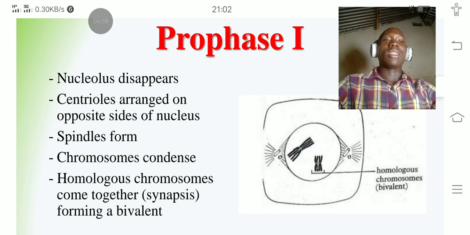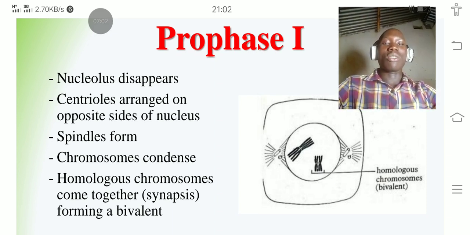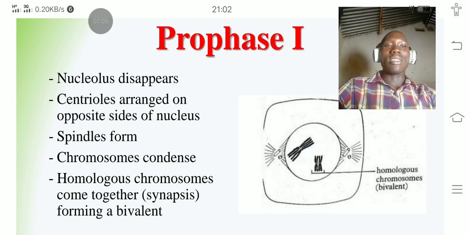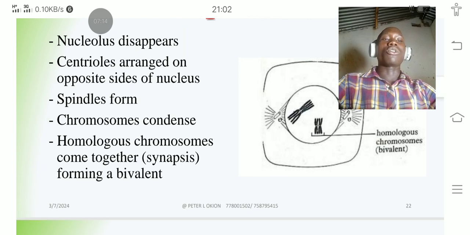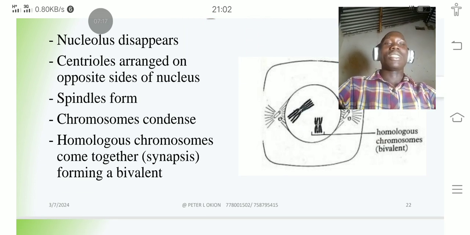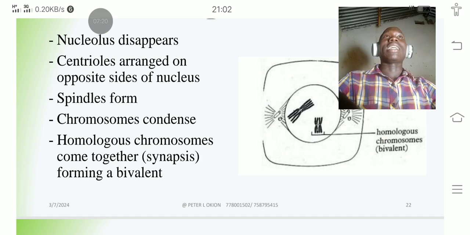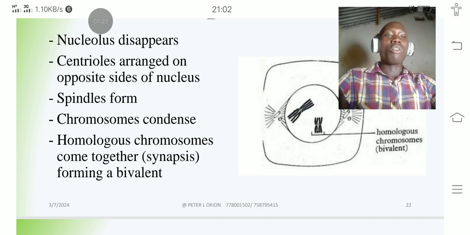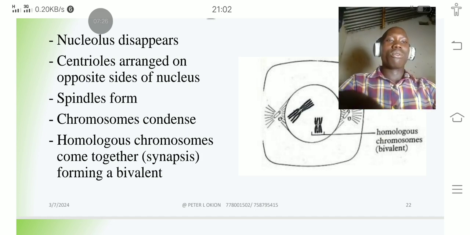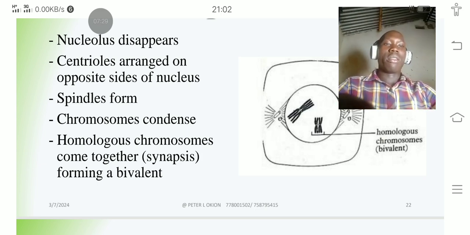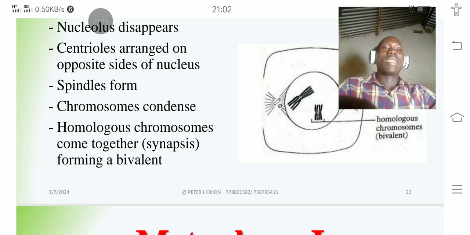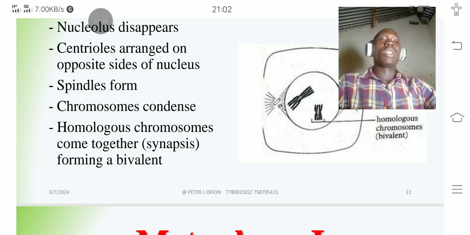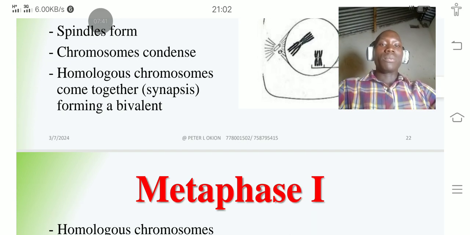Chromosomes condense. In interphase they are still thread-like, but here they start to condense. The chromatids now condense to form the chromosomes. Homologous chromosomes come together. That process is called synapsis, where the chromosomes pair up with one another, forming a bivalent. A pair formed by synapsis is called a bivalent, two of them in a pair.